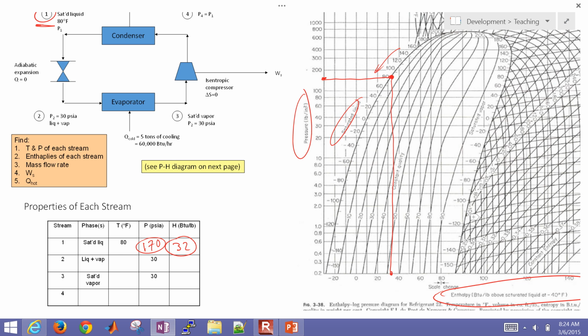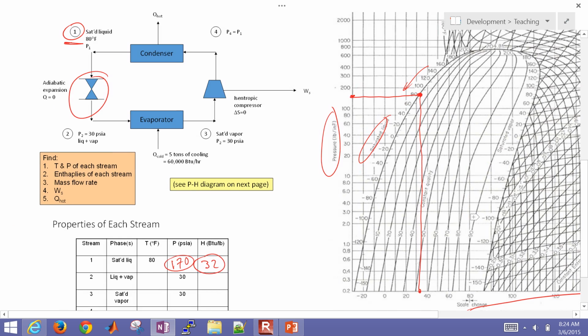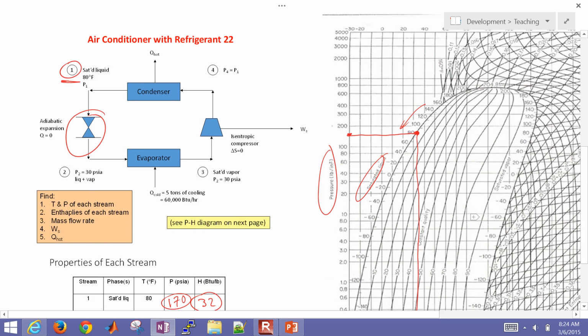Okay, so now what we're going to do is we're going to send it through this adiabatic expansion, and let's first of all just go ahead and write our energy balance. Okay, this is an energy balance for open systems. Okay, energy balance: delta H plus delta E, kinetic energy change, potential energy change is going to equal Q minus shaft work.